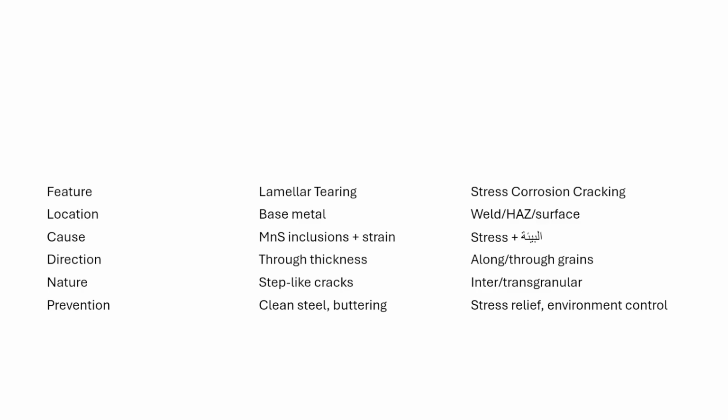Okay, next coming to stress corrosion cracking, where is it happening? At the weld bead, heat affected zone and surfaces. Why is it happening? Because of the stresses and the corrosive medium both. How is it happening? It is along the grains and throughout the grains. And in nature, it is intergranular and transgranular. How can we prevent it? Through stress relieving operation and environment control.